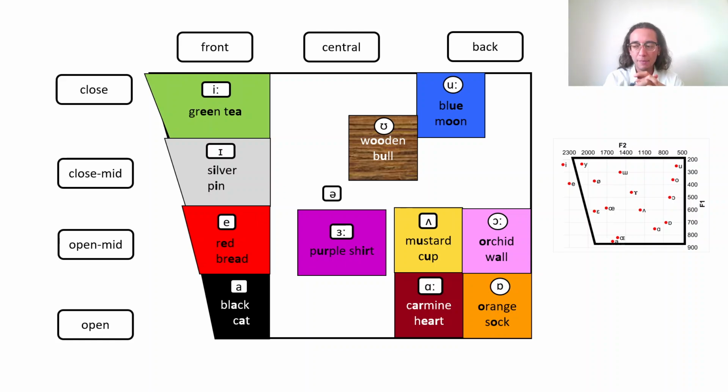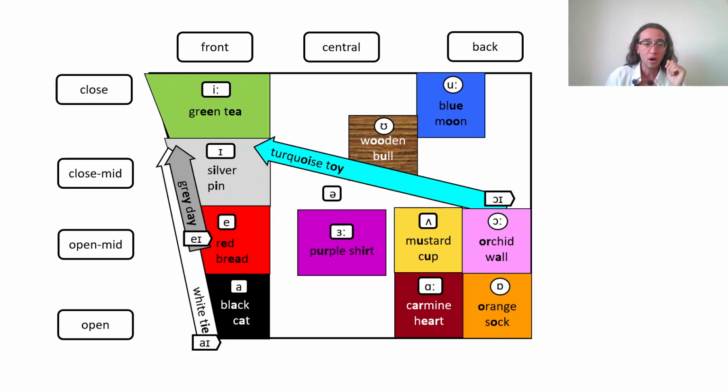So, diphthongs are what happens when you begin with one vowel and you move to a second vowel. And we don't have that in French, which is why it can be very, very tricky for French speakers to learn English diphthongs. Without further ado, let's have a look at them. So I'm going to start off with the I diphthongs, i.e. the diphthongs that end in I.